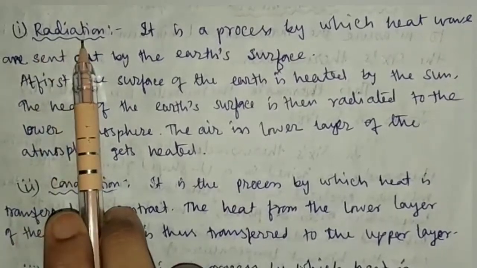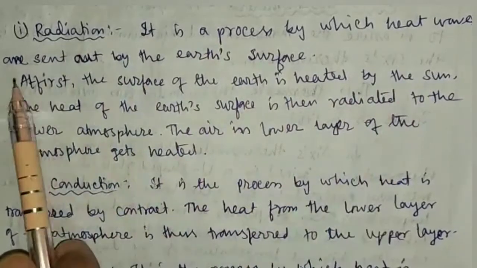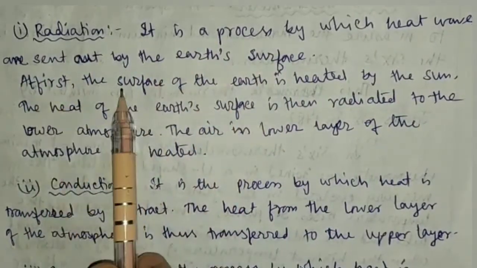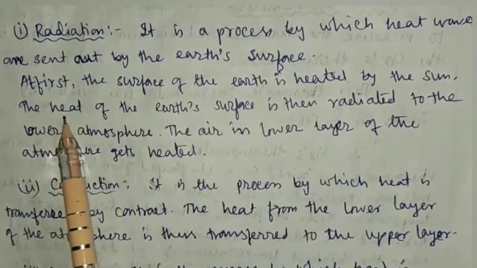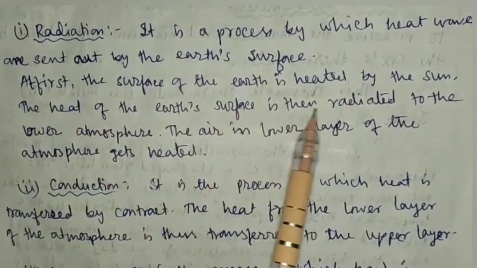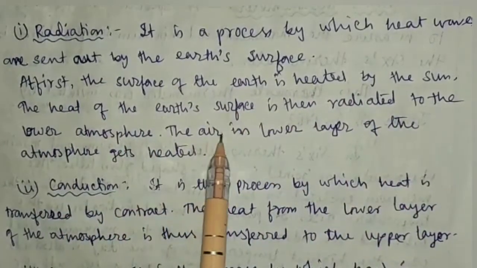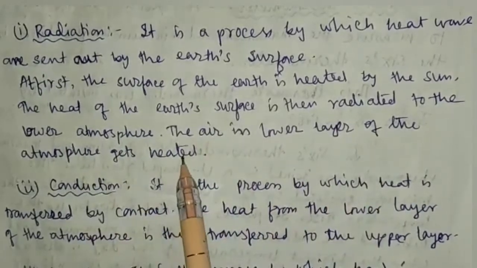Number 1, radiation. It is a process by which heat waves are sent out by the Earth's surface. At first, the surface of the Earth is heated by the sun. The heat of the Earth's surface is then radiated to the lower atmosphere. The air in the lower layer of the atmosphere gets heated.